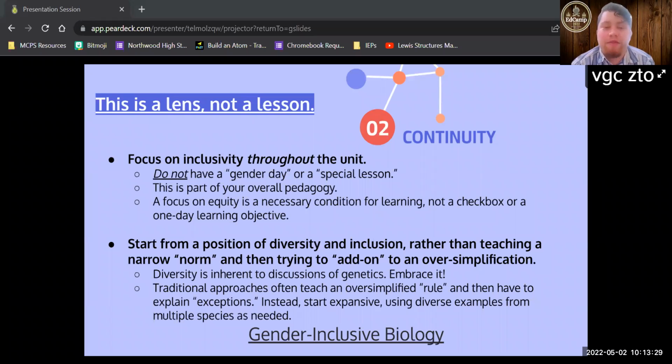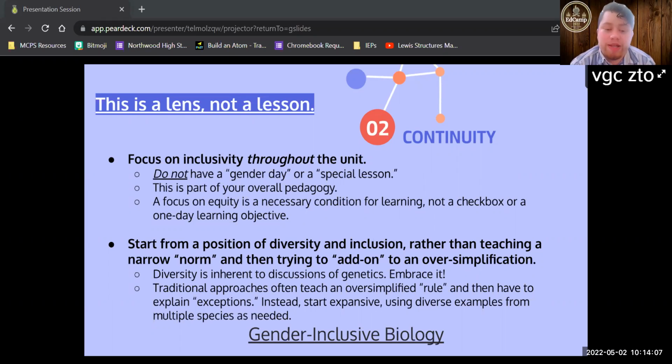So rather than saying everything works like this, there is, for example, male and then there's female and, oh, but also, we can start from an understanding that diversity is inherent to discussions of genetics. Without the diversity, a lot of the important conversations around natural selection, of course, are not happening. So knowing that diversity is going to be inherent in the conversation, we can embrace it. And oftentimes the traditional approach is to teach an oversimplified rule and then try to explain all of the exceptions to that rule. We can instead start expansive and use diverse examples from multiple species. I've got some of those examples in the third section of the presentation.